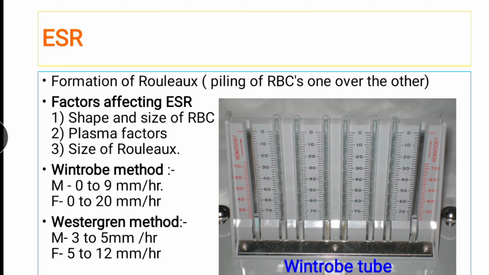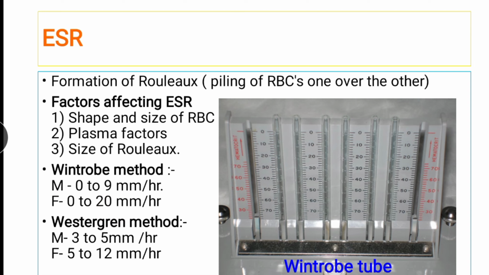ESR is a fresh topic for today's class, so we will go in depth to understand what exactly ESR is. It is measured in two ways, with the Wintrobe method and the Westergren method. In the Wintrobe method, the normal values for males are 0 to 9 mm per hour, and for females 0 to 20 mm per hour.